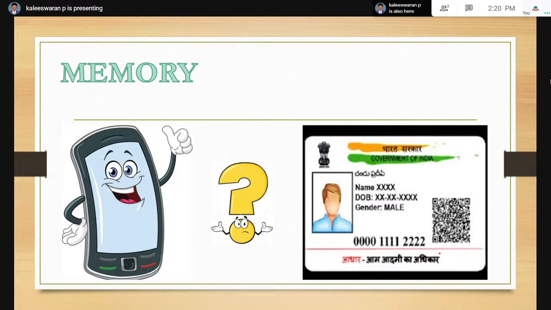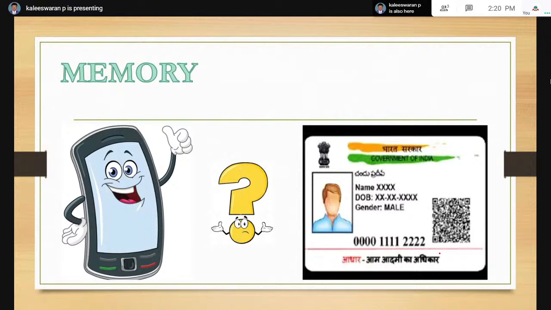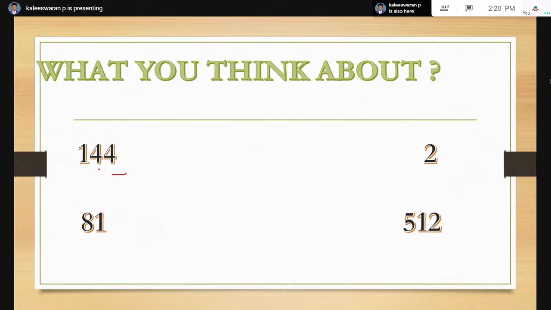Okay, sir. Now one question: how to know the identity? What do you think about 144? I already told you, each and every number has one unique identity. What is the identity of 144? When you see 144, what comes to your mind? Yes, it is 12 square. Okay, what is the identity of 81? This is 9 square.